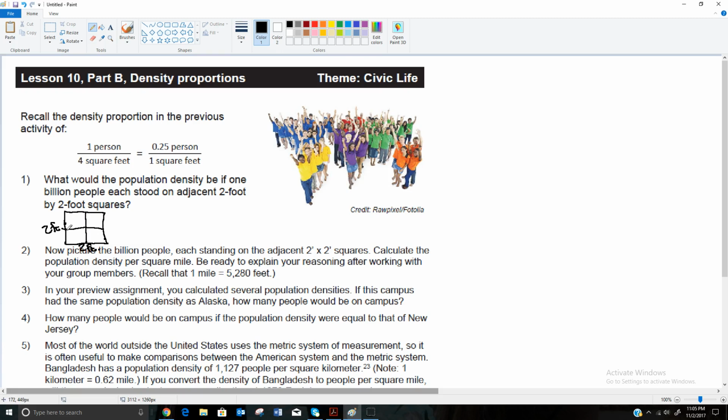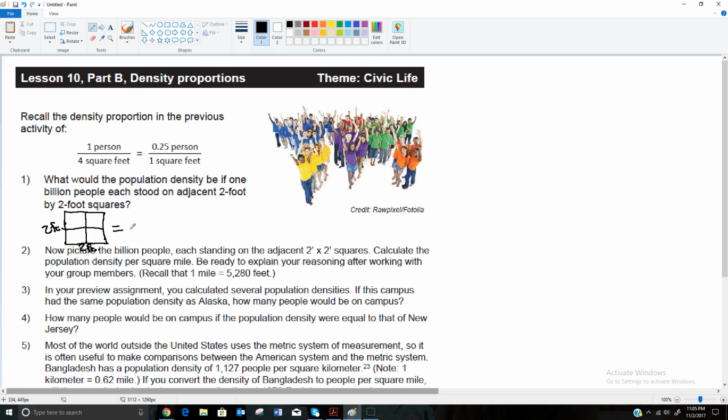1 foot by 1 foot, 1 foot by 1 foot. So again, if you think of the larger size typical household tile, 1 foot by 1 foot, you have 4 of those to stand in. So if all these 1 billion people stood in one of those, what would the population density be?